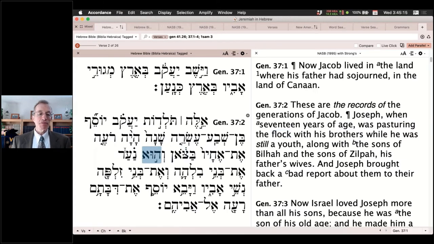Now, and again, this is all nominal clauses, you see, he was a lad. So he's a young guy, okay? And notice who he's with. He's with the sons of Bilhah and Zilpah. These are the guys on the bottom, okay? These are the children of the handmaids. And Joseph's at the top. He's the favorite. He comes from the favorite wife, you see. So he's younger than these guys, but yet he's preferred over them. So these are the guys who are particularly not going to like Joseph. That's what that's basically telling you.